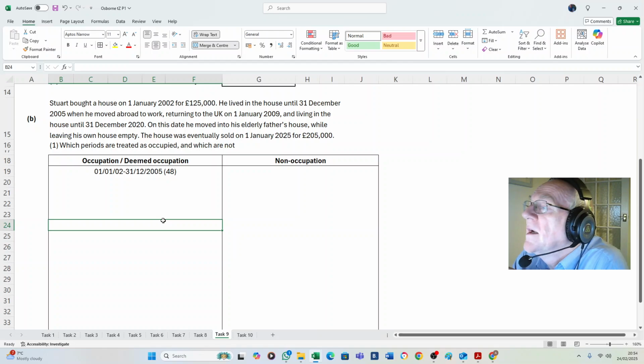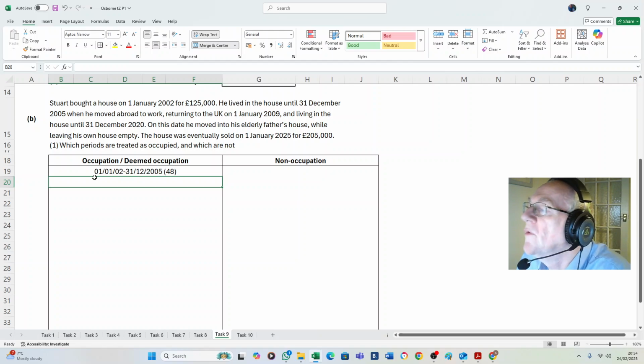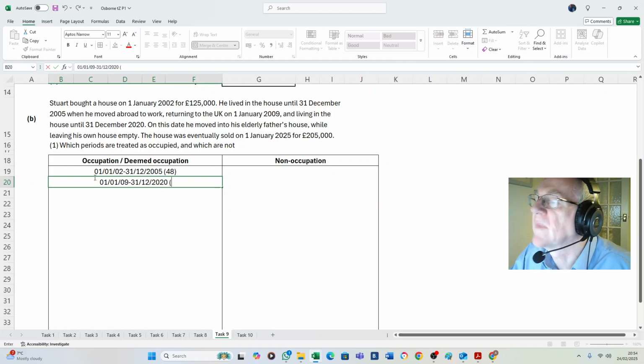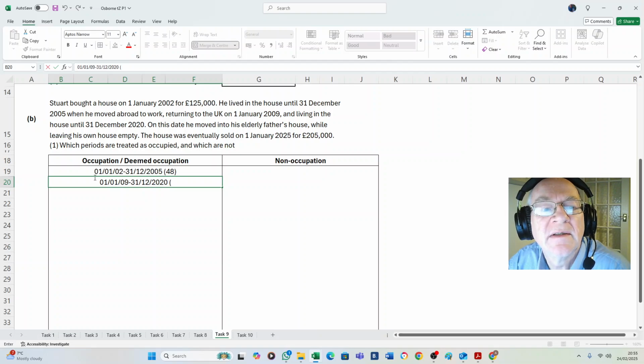Moved abroad to work until, and then he came back to the house, so that's fine. So when he was abroad, hang on, and then we could do it separately, or we could do this. No, we better do it separately, otherwise it's a lot of years, and obviously the examiner will be better off seeing the calculations. So we return to the UK, so 01, 01, 09 to 31st, 12, and we've got to work out how many months that is.